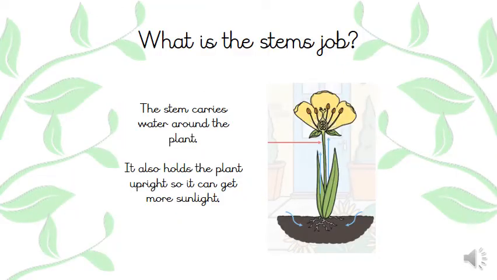So what's the stem's job? Well, the stem carries water around the plant. So the water goes through the roots, and then it goes up the stem, and it goes into the leaves and into the flower at the top. The stem is very important. The stem is like the roots, it also holds the plant upright, and it helps the plants get more sunlight. If the plant was in a shady part, the stem might grow taller, or it might grow in a different direction, so the flower could get lots of sunlight.